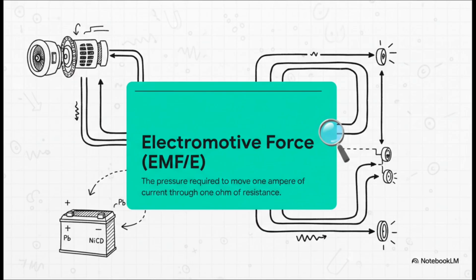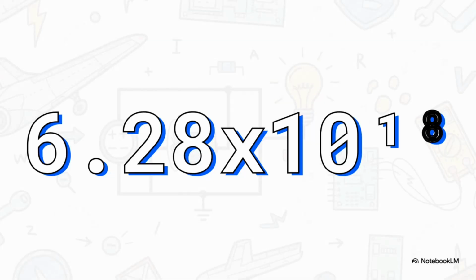This force, this EMF, is the potential difference that really drives the current through the entire electrical architecture of the airframe. Now here's a number for you, 6.28 times 10 to the 18th. That's how many electrons are in 1 coulomb of electrical charge. But you have to make a critical distinction here. A coulomb is a static measurement. It's just a volume of charge, a fixed quantity of electrons sitting there.